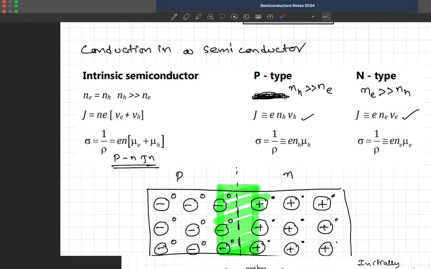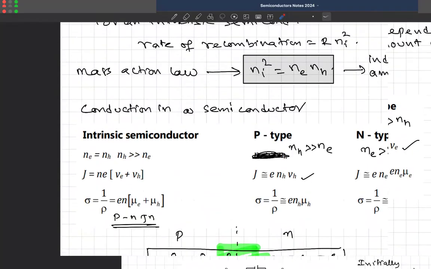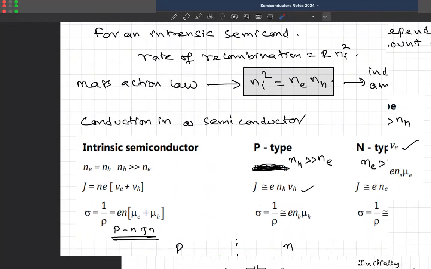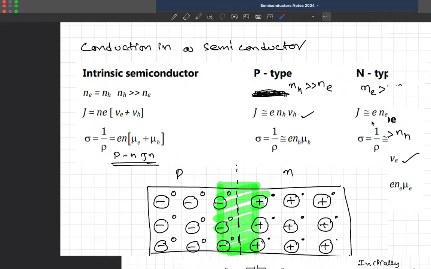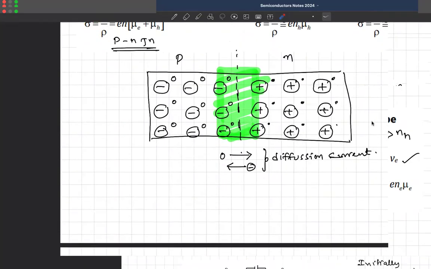So, in our previous class, we were discussing the mass action law and how to identify the number of electrons and number of holes in an extrinsic semiconductor, p-type material, n-type material, etc. Yesterday I discussed all of this, and in our previous class I discussed the depletion region and what is happening in its formation. I just want to brush you up again.